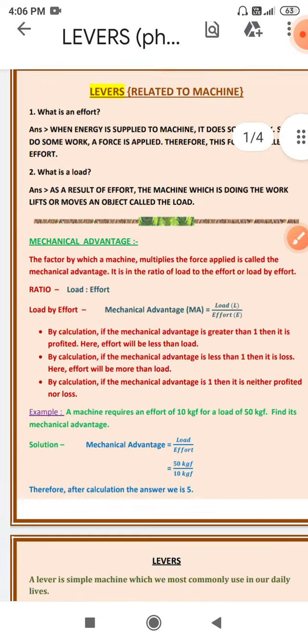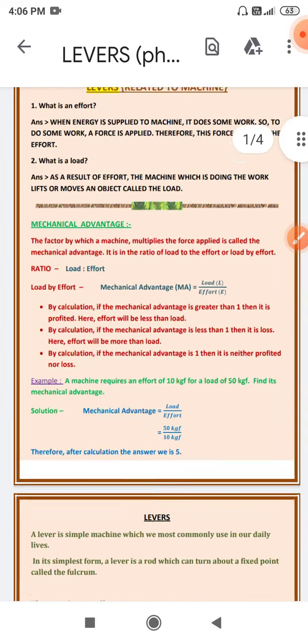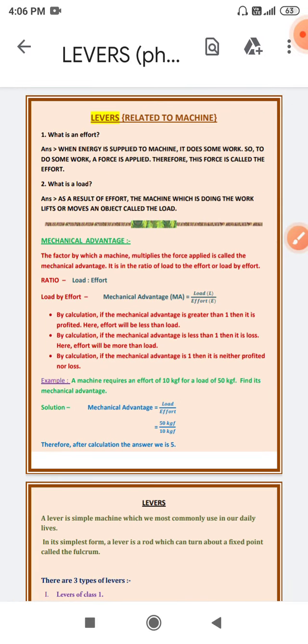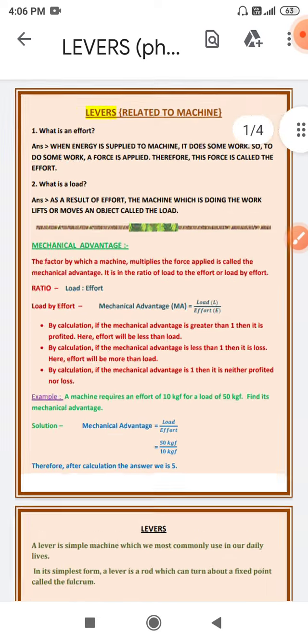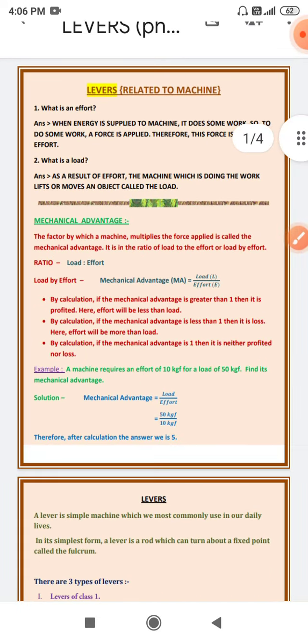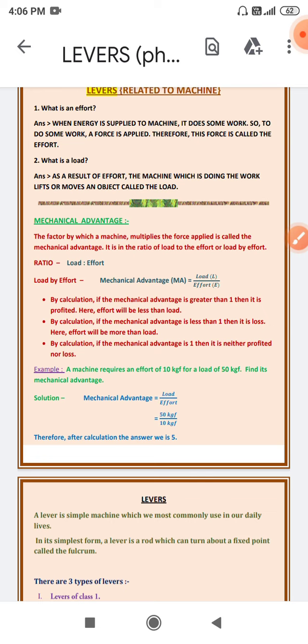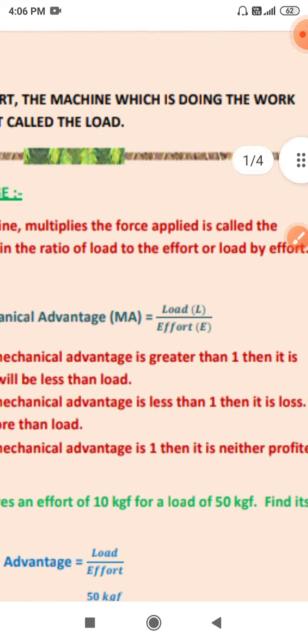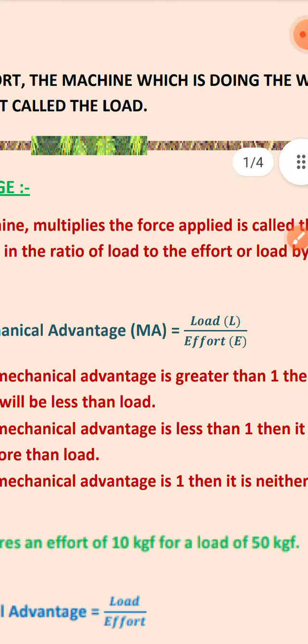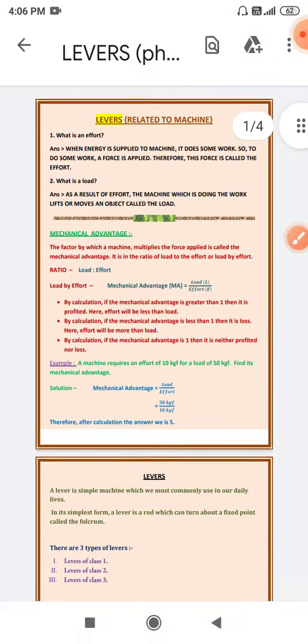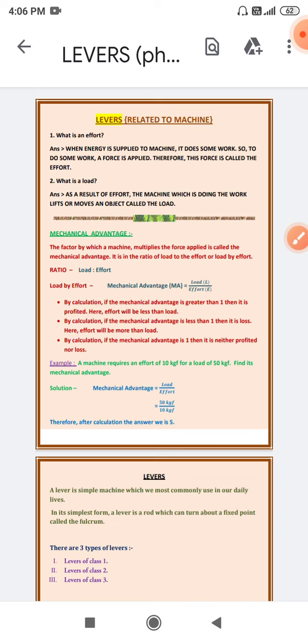So mechanical advantage means the result we are getting. It multiplies the force applied. This line means that the mechanical advantage finds out the result of the output, whether it is our profit or our loss.